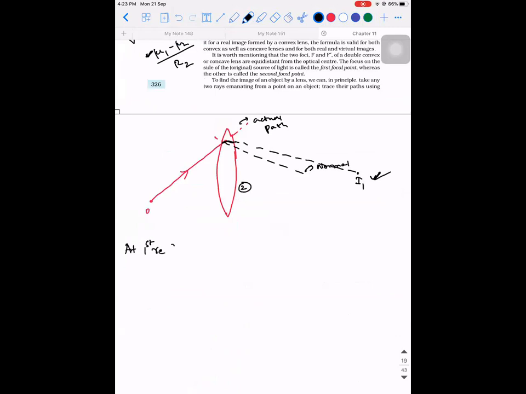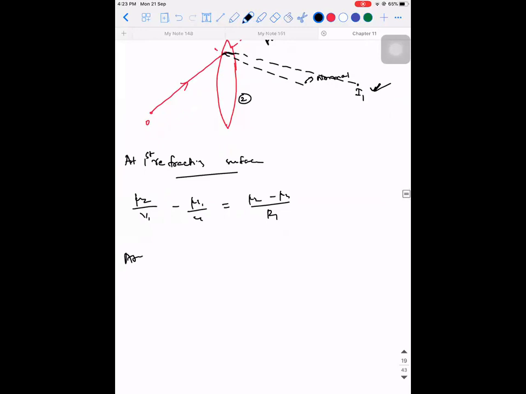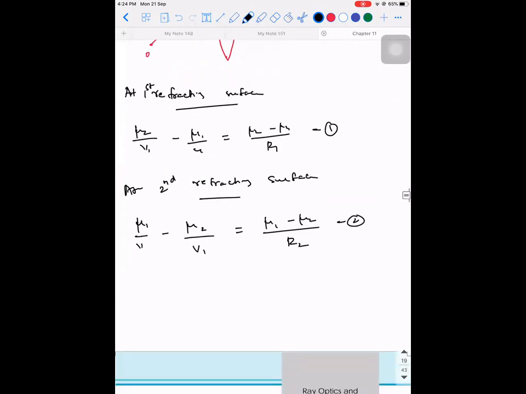So I'll conclude it. At first refracting surface, mu2 by V1 minus mu1 by U is equal to mu2 minus mu1 divided by R1. At second refracting surface, what will happen? At second refracting surface, mu1 by V minus mu2 by V1 is equal to mu1 minus mu2 divided by R2. Accepted? So let this be equation number 1. Let this be equation number 2. If you add both, what will happen?